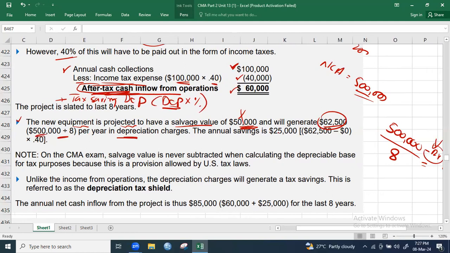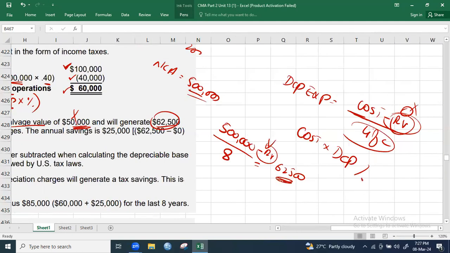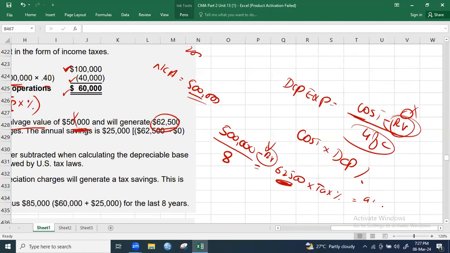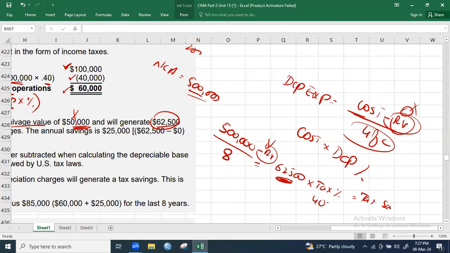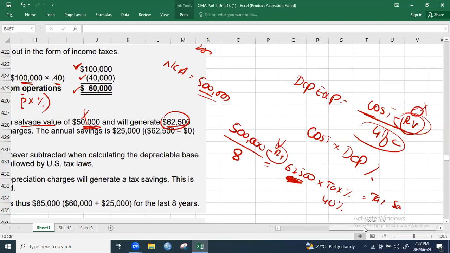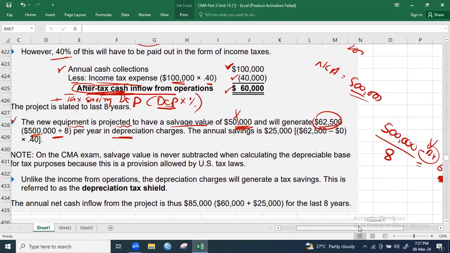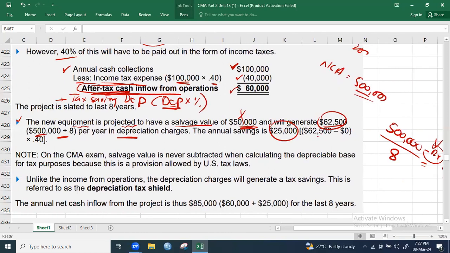Then what? The annual saving. How will you get the tax saving on depreciation? Once you get this depreciation per annum, multiply it with the tax percentage, and you will get the tax saving per year. For example, the tax percentage is 40%, and the depreciation amount is 62,500. Multiplied by the tax rate of 40%, this gives you 25,000 per year tax saving.